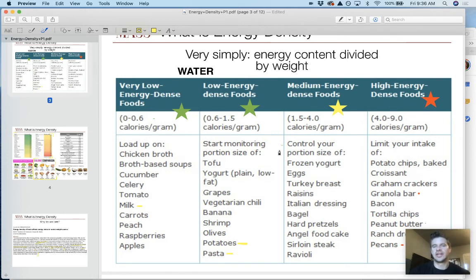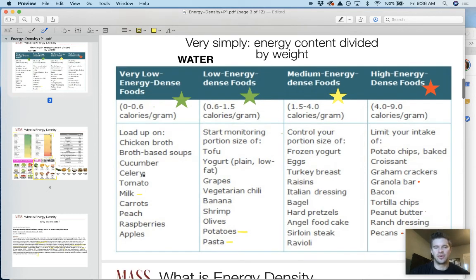So what we're looking at here is the spectrum, just like the Satiety Index, from very low energy density foods all the way up to high energy density foods. For anyone that's weighed out things like this, I'm a big fan of berries and apples. An apple can be very, very big but be like 75 calories. And a huge component of these low energy dense foods is water, right? So a big component of that volume of food is not calorie dense because it's water. Obviously water has no calories.